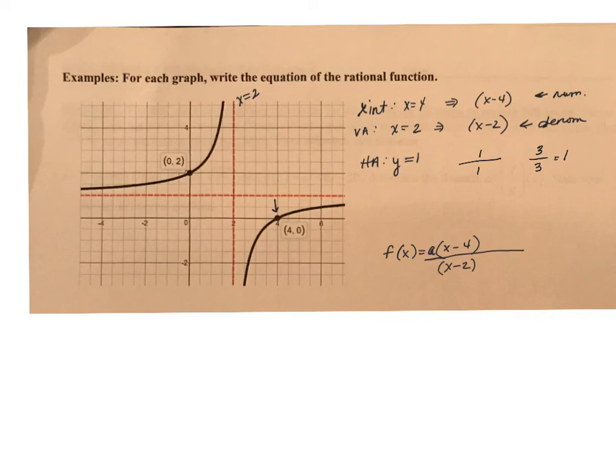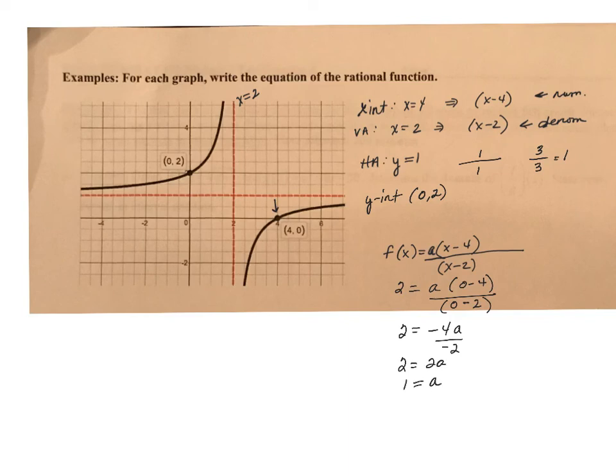The way we're going to solve for it is we're going to use the y-intercept, which is at (0, 2). So that means when x equals 0, the value of this function will be 2. So 2 equals whatever a is, that leading coefficient, times 0 minus 4 divided by 0 minus 2. So 2 equals negative 4a over negative 2, or 2 equals 2a, or 1 equals a.